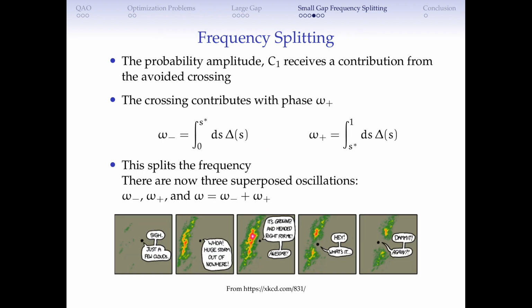And so you're going to get another contribution to the probability amplitude of being in the first excited state. And that additional amplitude is going to come in with a frequency omega plus, which when you take that over to the probability is going to give us now 3 frequencies. The original omega we had, which is the integral of the spectral gap over the entire evolution, and then an omega minus, which is the integral of the spectral gap before your avoided level crossing, and an omega plus, which is the integral of your spectral gap after your avoided level crossing. And so now we're dealing with 3 frequencies.